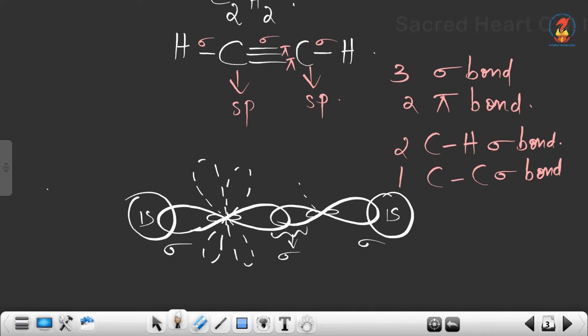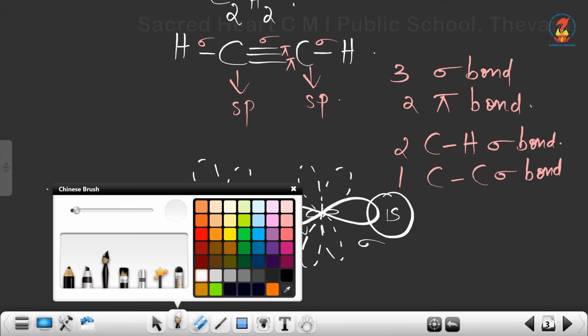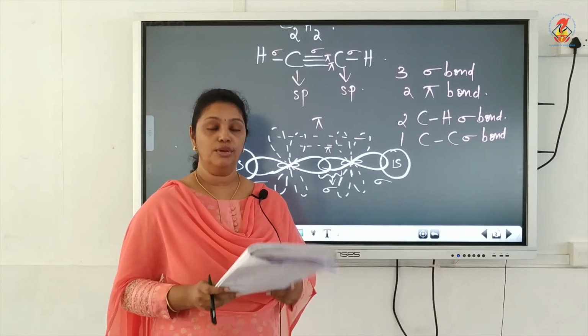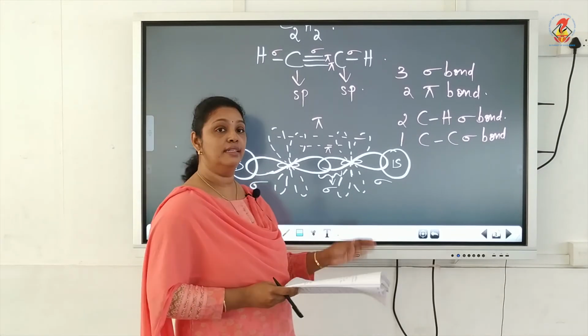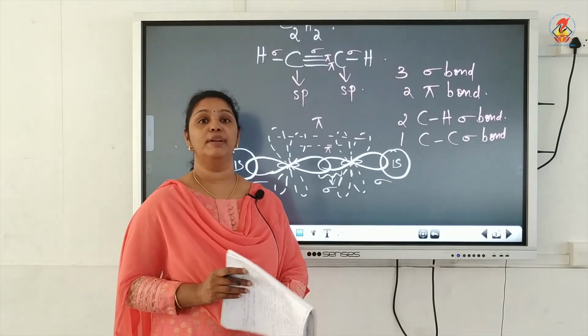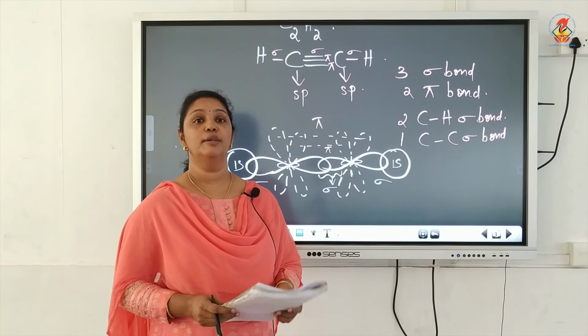Now this is the unhybridized p orbital on second carbon. Now they will overlap sidewise. So you can show it like this. It results in the formation of two pi bonds in ethyne molecule. So we can say the shape is linear with bond angle 180 degree. Okay, so this is the hybridization in ethyne molecule.